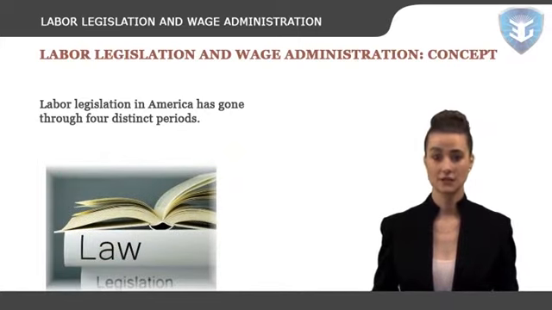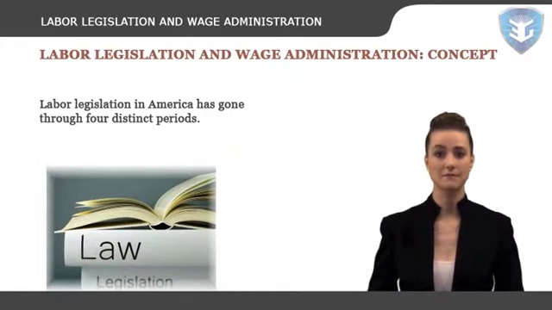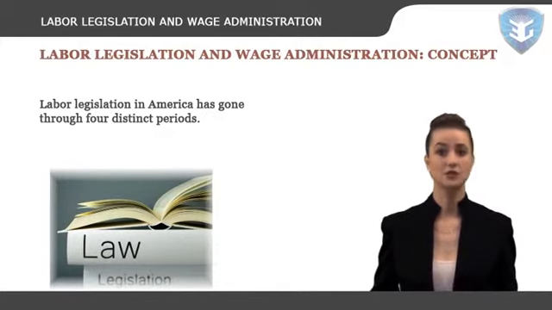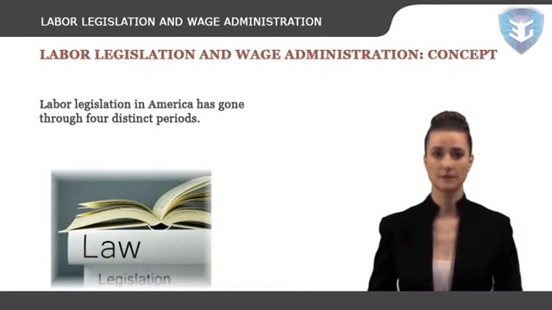Then during the 1930s, labor legislation began to focus on the organization of labor, and leadership was taken over by the federal government. Since the 1960s, labor laws have reached far beyond unions and industrial workers, offering protection against discrimination because of race, gender, age, or disabilities.